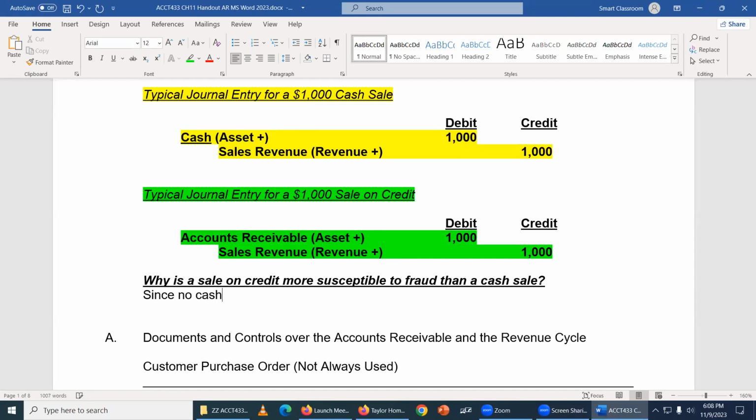Since no cash is involved, the cash account will still balance. Whereas if you put the first one in, you'd have a problem, because you're recording cash that isn't there. It's not in the bank, it's not anywhere. Whereas with this one, you can leave the accounts receivable on the books. It's an asset, same as cash is an asset, but it will not show up that the cash is off.